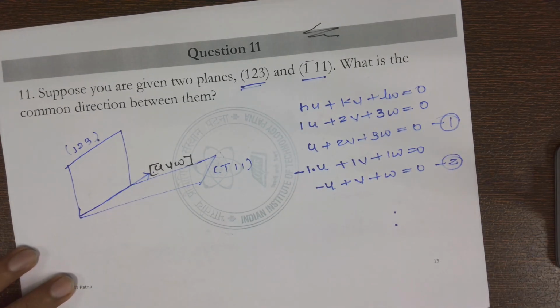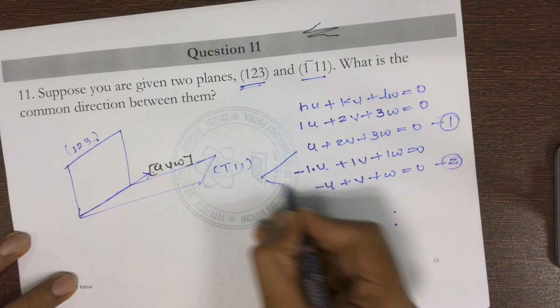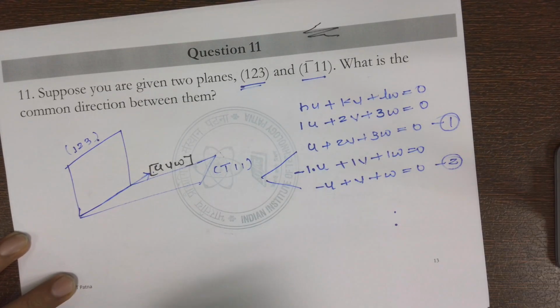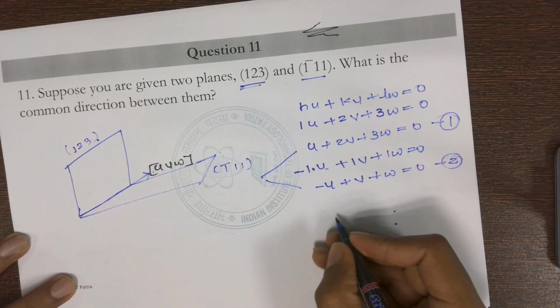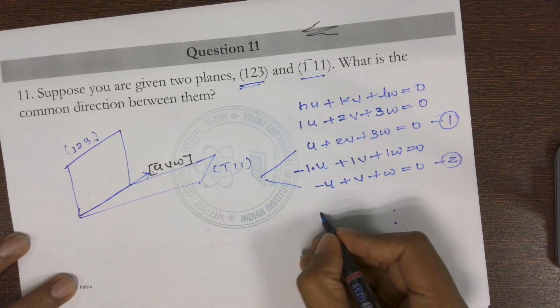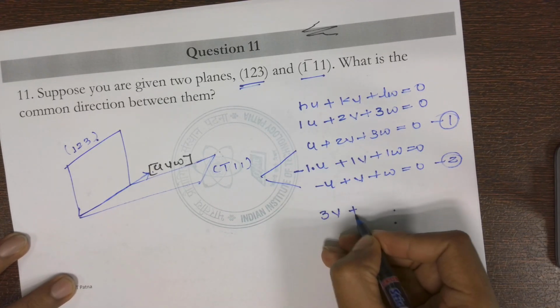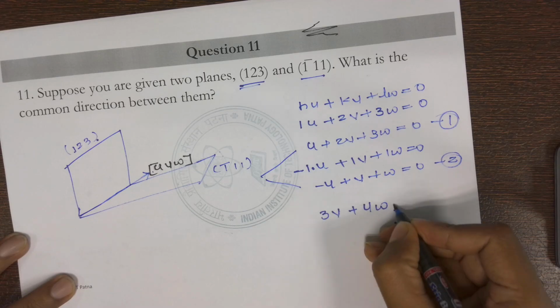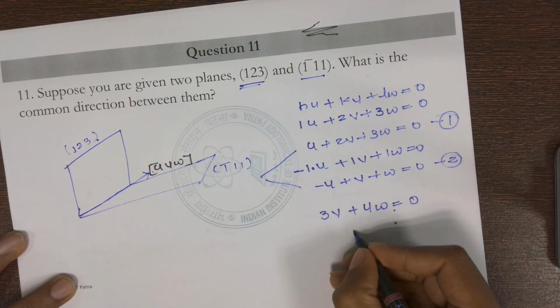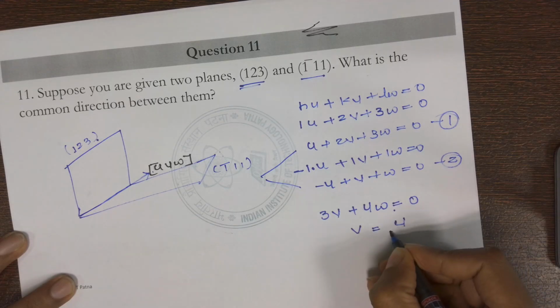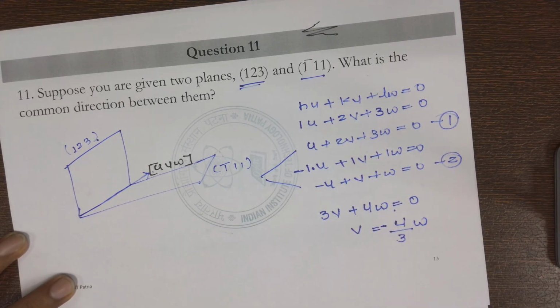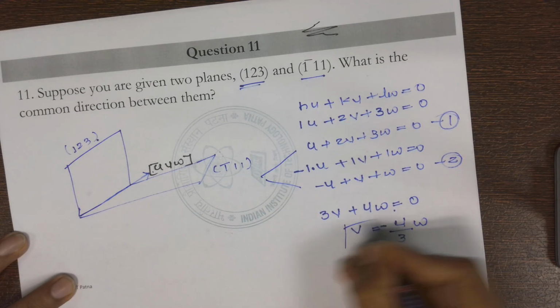Okay, let's do one thing. Let's add both of them. What we will get? If we add both of them, U and minus U will be cancelled out with each other, and what we will get? 3 times of V plus 4 times of W will be equal to 0. So we got V is equal to minus of 4 over 3 of W. So we got the V in terms of W.